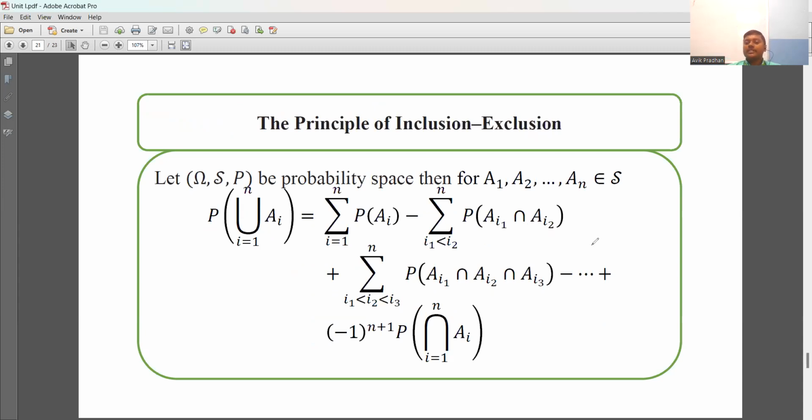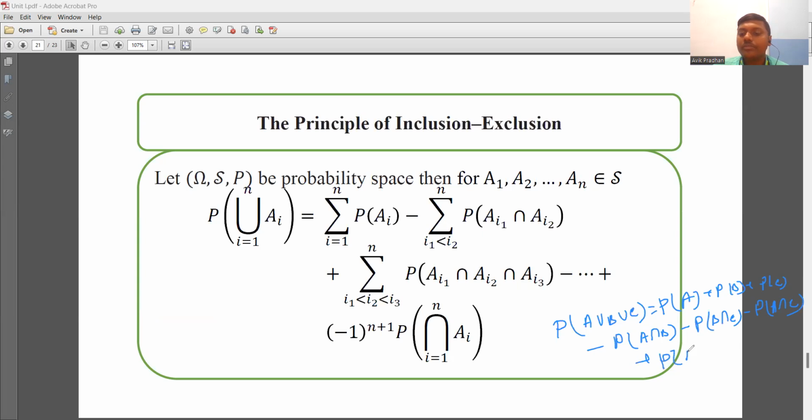So if we have three events, then we can generalize that like probability of A union B union C. This will be equal to probability of A plus probability of B plus probability of C minus probability of A intersection B minus probability of B intersection C minus probability of A intersection C plus probability of A intersection B intersection C. And this is generalized by using what is called the general addition rule or the principle of inclusion and exclusion.